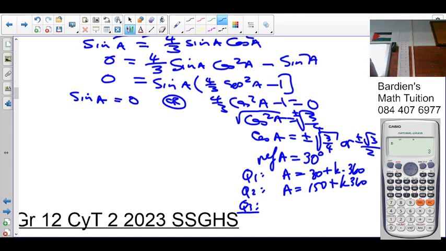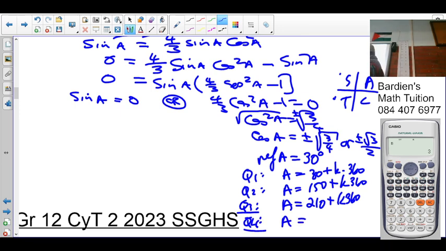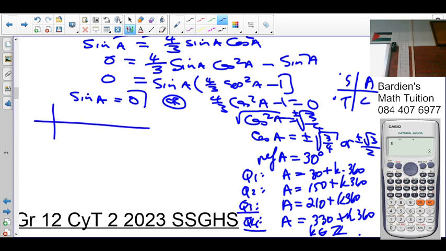But we don't really work with negative angles, sorry, so we normally convert it to positive. Okay? So that's quadrant 1, quadrant 2. Are we getting to quadrant 3? It's going to be 180 plus 30, which is 210 plus K times 360. And quadrant 4, A is equal to 360 minus 30, which is 330 plus K times 360, where K is an element of integers.